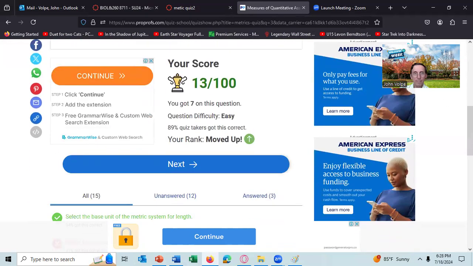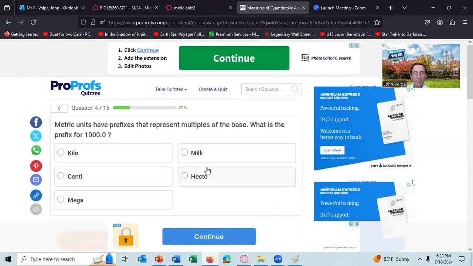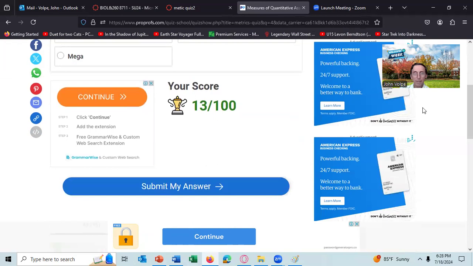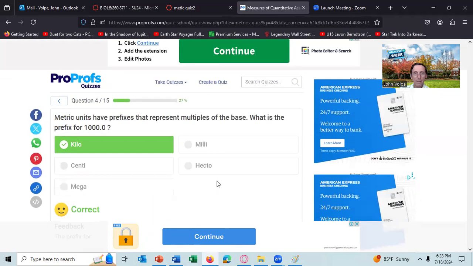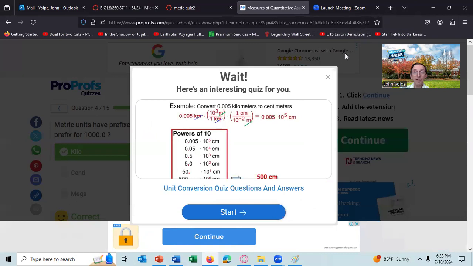Correct. Next. Metric units have prefixes that represent multiples of the base. What is the prefix for 1,000? That is kilo. Kilo is correct. All right, that's how you work that. Any questions about any of that?